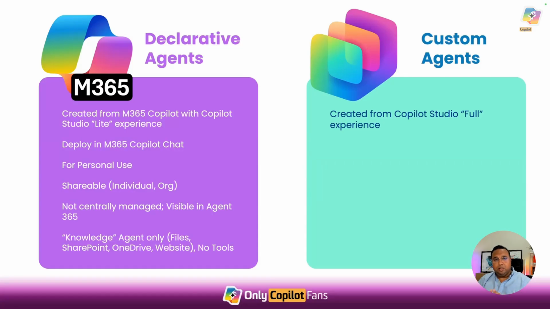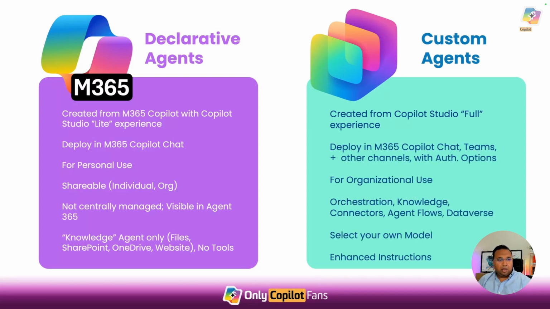When you compare what you're seeing on the left-hand side to the right-hand side of my screen, traditional agents that we build are called custom engine agents. These are created from the Copilot Studio Full Experience, which is basically copilotstudio.microsoft.com. You can deploy them in any number of channels, whether it's M365 Copilot Chat, Teams, Facebook, Slack, your website, web apps, etc., and you can choose from a variety of authentication options. These agents are created for organizational use and can be centrally managed from the Agent 365 registry.